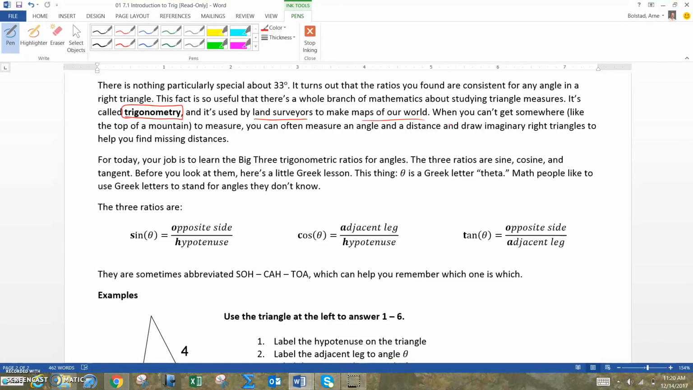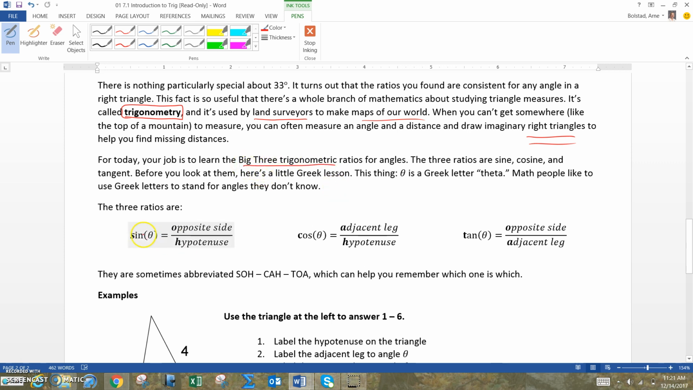All right. So when you can't measure something or get to something physically, you can actually draw a model of it, and you can find the lengths of sides and measures of angles by using trigonometry. Again, that's with right triangles. For today, our job is to learn the big three.